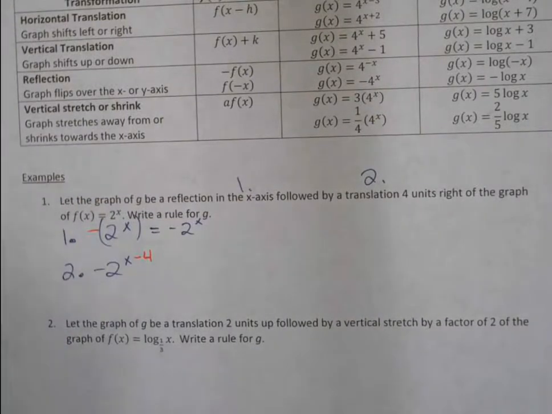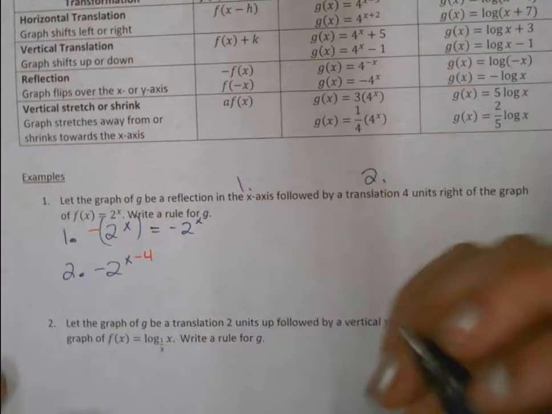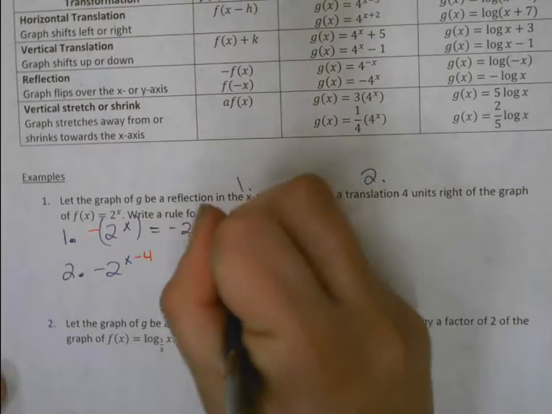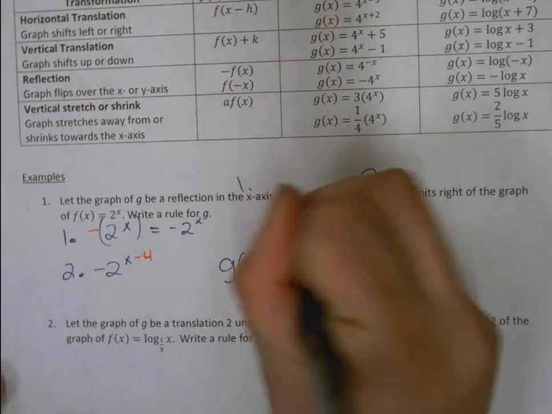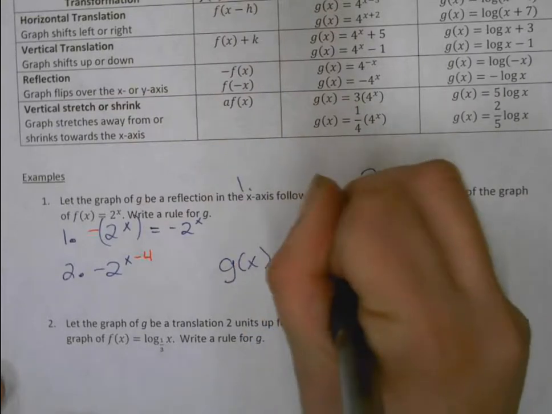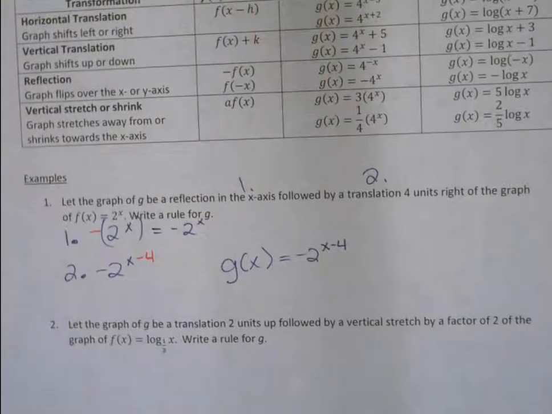Yeah, the x is an exponent. Because left and right always goes with the x. I don't have to put parentheses. You only have to put parentheses if I had something else at the end.